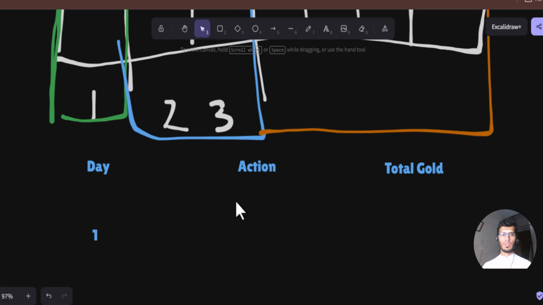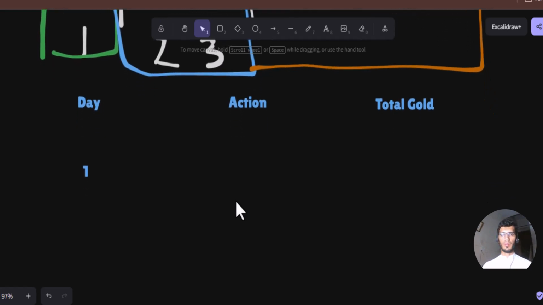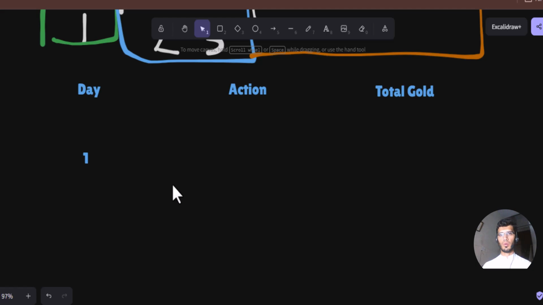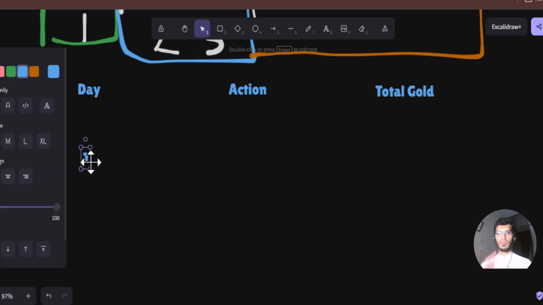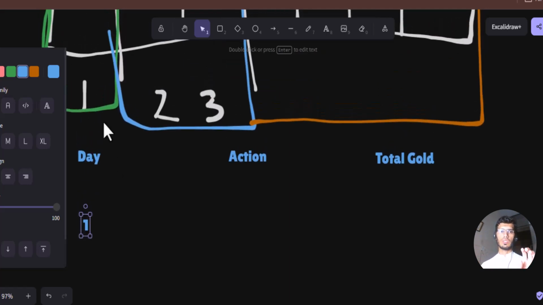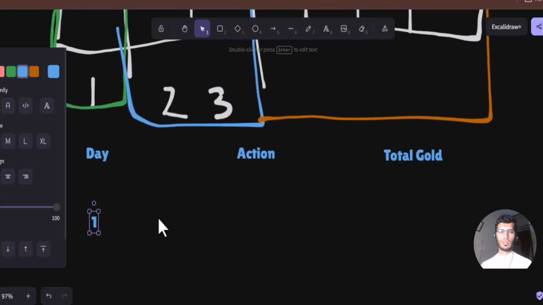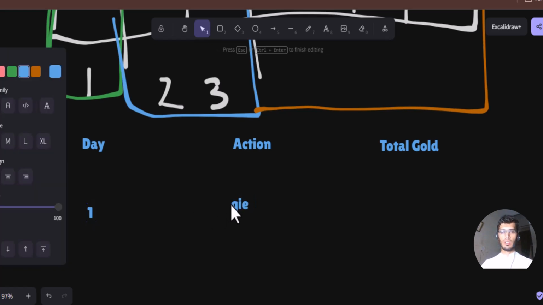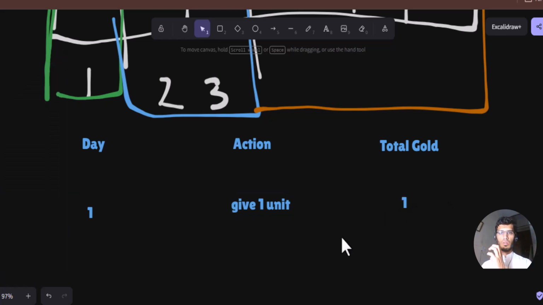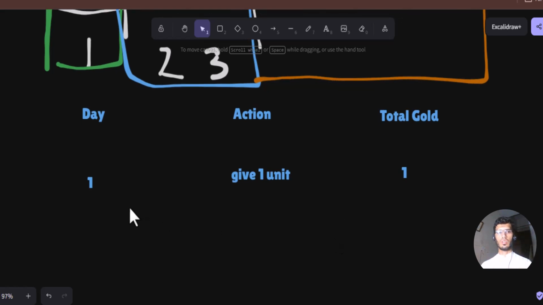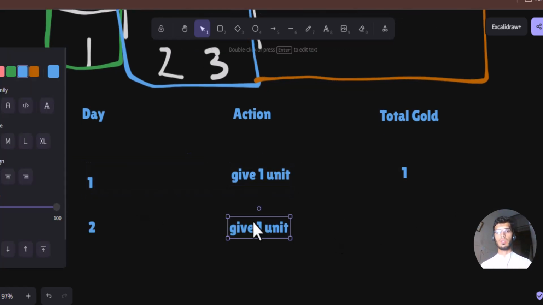So now we will see how these pieces will solve our problem. On day 1, what the employer will do is simply hand over this green unit to the employee. So we give the first unit. What will the employee's total gold amount be? It will be 1.